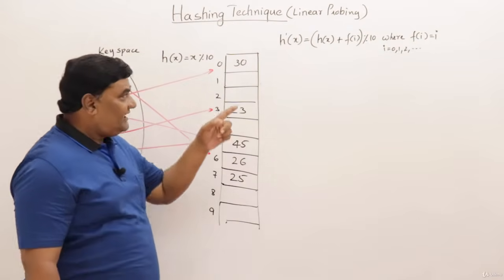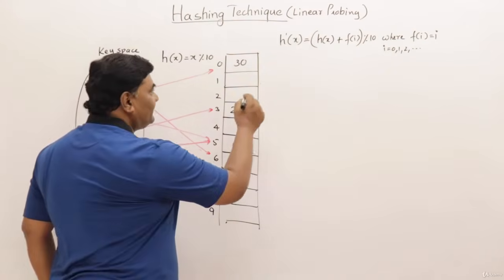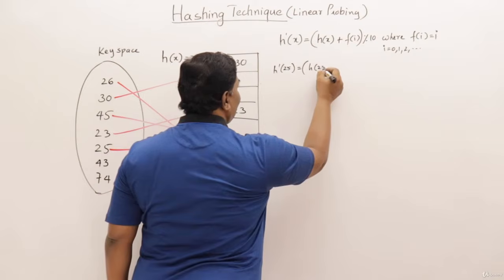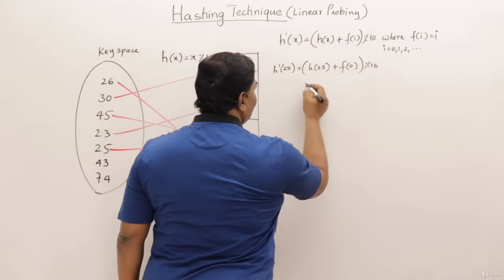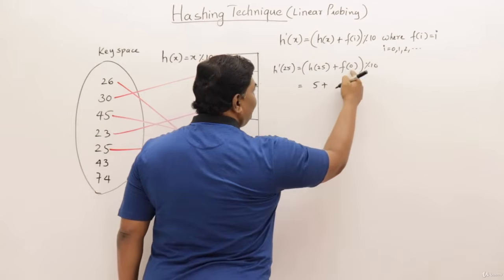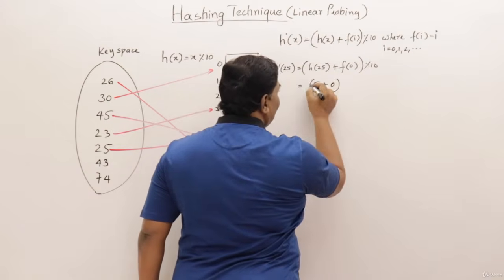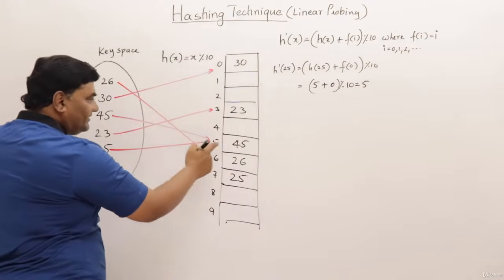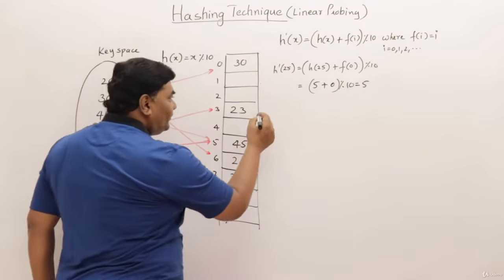Now let me show you how that function is used, what that function says. For 25, let us do it. h dash of 25 is h of 25 plus f of 0, mod 10. h of 25, this is the hash function, the result is 5, plus f of 0. f of i is i, right? So this is 0 only. 0 mod 10, so the answer is 5. This has given index 5. But there is a collision. We have used that function, right? So collision. Then next, what will we do?